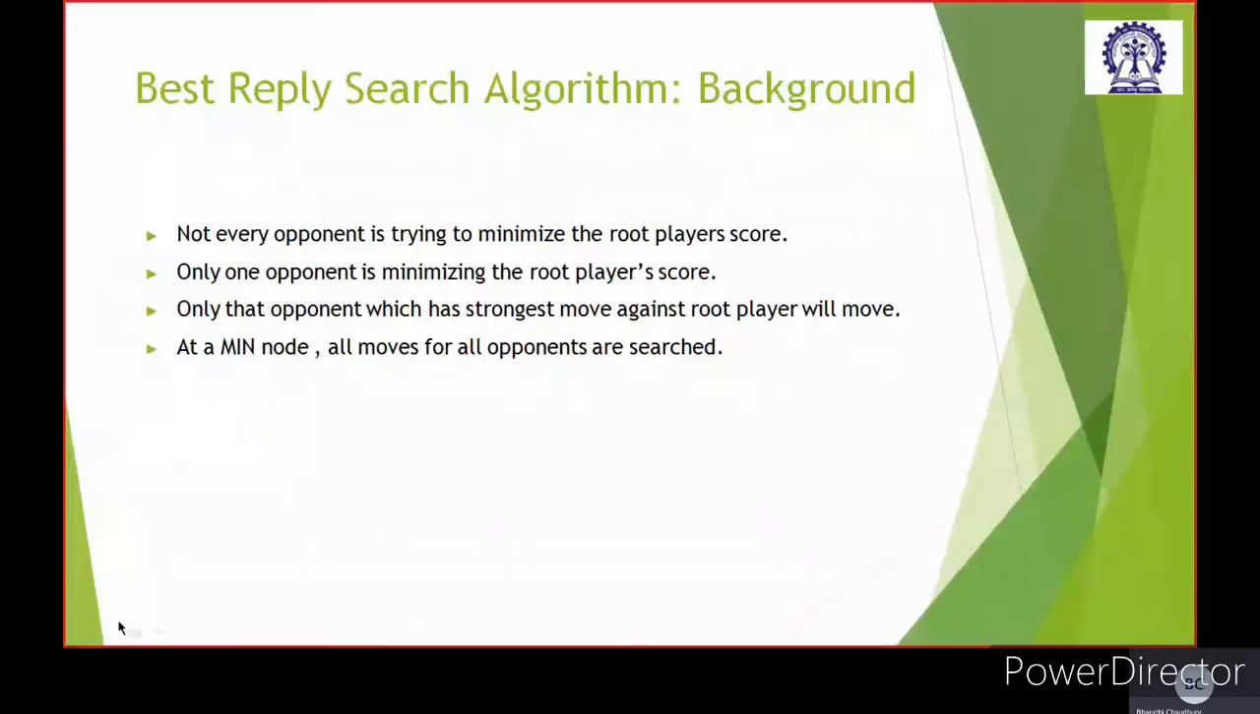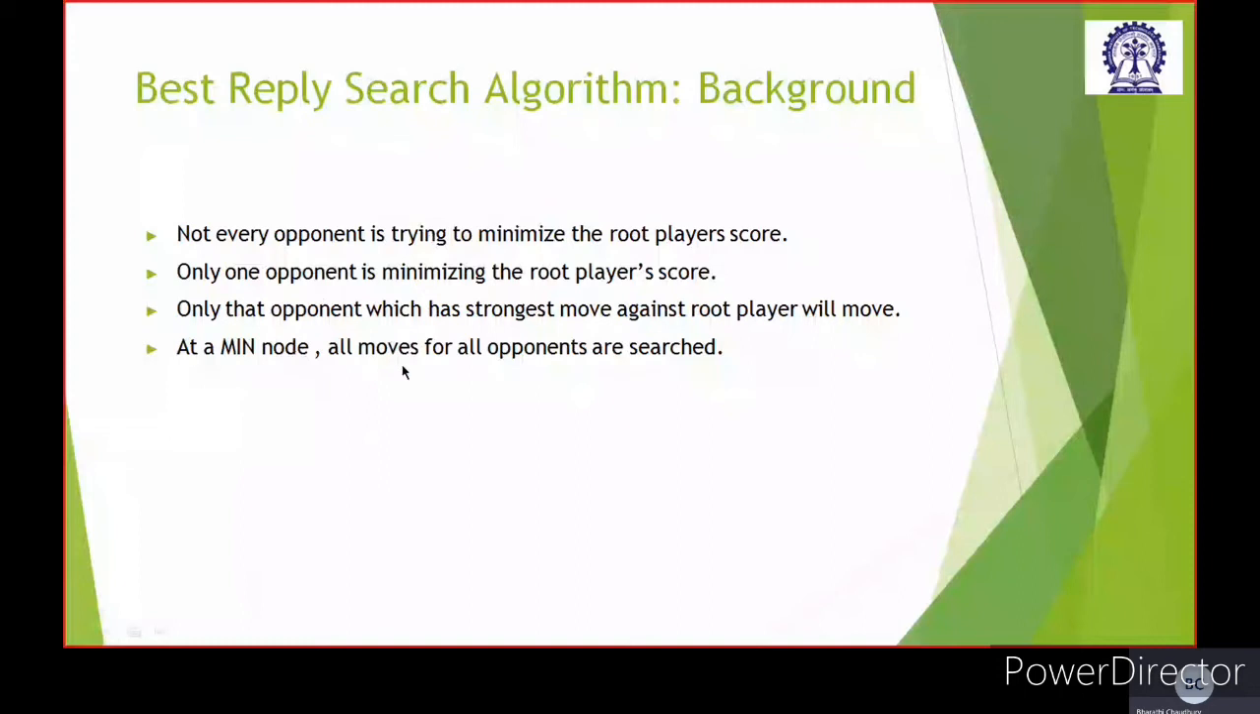In the best reply search algorithm, we assume that not every opponent is trying to minimize the root player's score. Only one opponent is actually minimizing the root player's score. Only the opponent which has the strongest counter move value against the root player will be selected. To get that one, at the min player node, all possible moves are generated for all opponents.